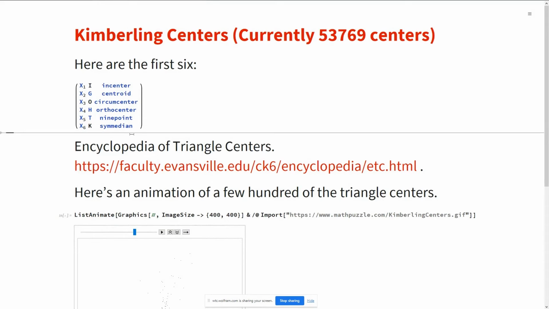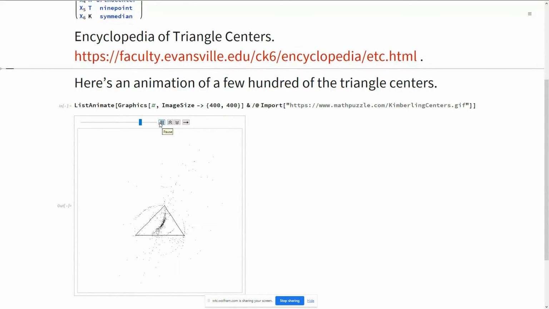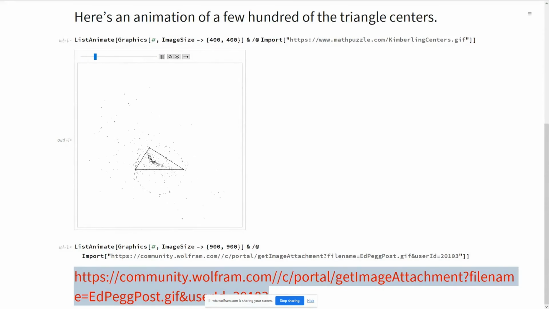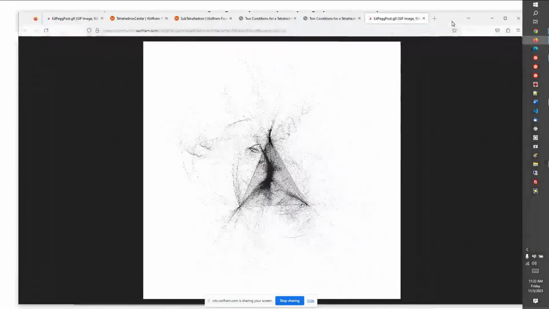So with the Kimberling Centers, we have almost 54,000 of them. Here's the website for them. Years ago, I made an animation for how these look as you twisted a triangle around, how the centers would move around. And so when I built this years ago, I wondered how tetrahedra would behave. And that's where this comes from.